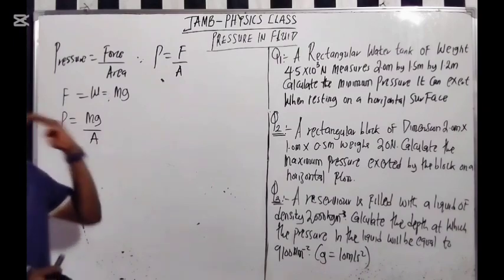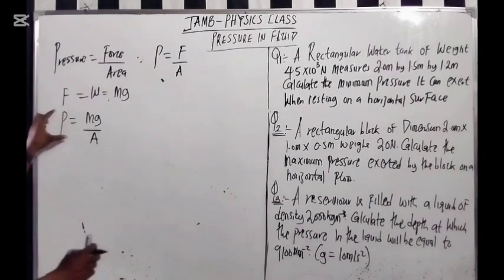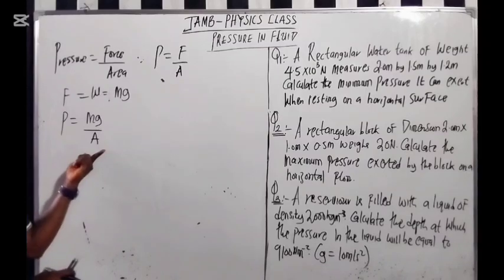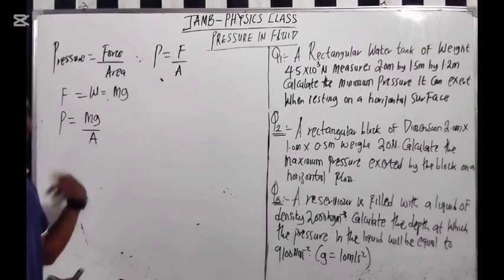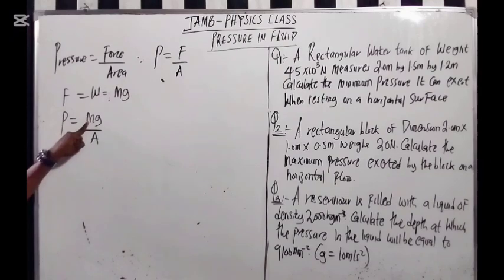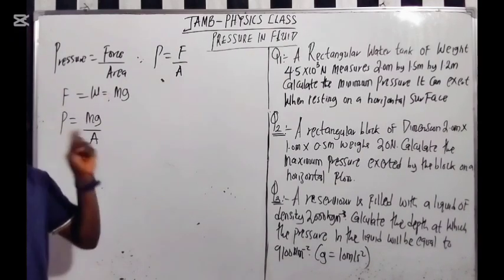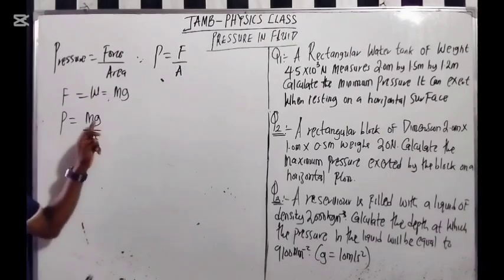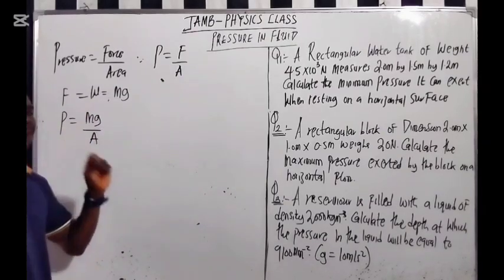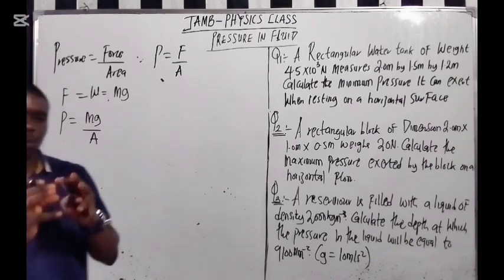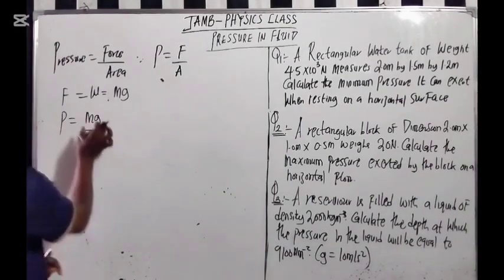Now we can still break it further. P is the pressure, m is the mass, g is the acceleration due to gravity, and A is the area. The area will be in meters squared, the mass M will be in kg, and g is in meters per second squared. So before we look at the units, let's break this down.